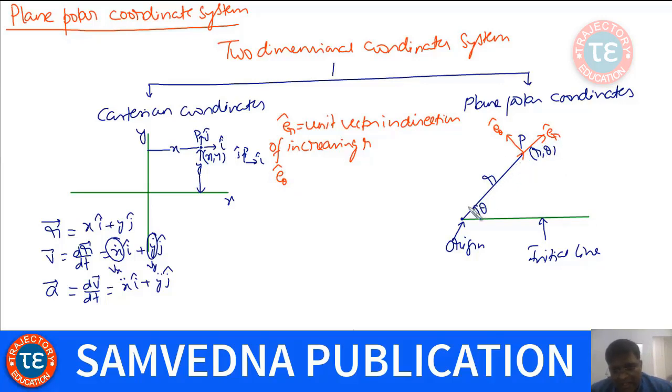E theta, that's the unit vector in direction of increasing theta. This is theta, and this is your unit vector in direction of increasing theta. Unit vector in direction of increasing theta, that's E theta. That's E theta. Alright? Okay. So that's how you describe the position of any point P in plane polar coordinate system.